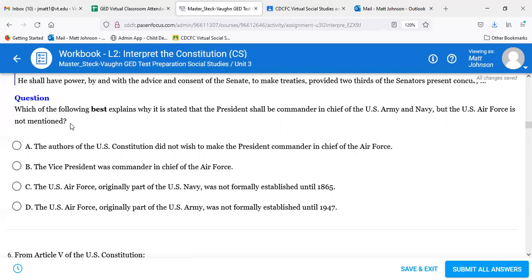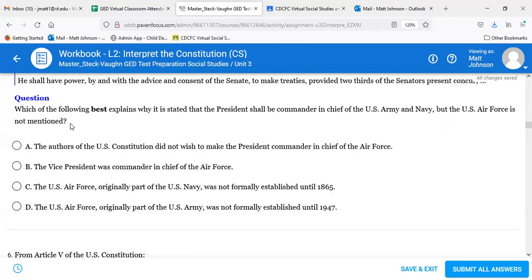C, the U.S. Air Force, originally part of the U.S. Navy, was not formally established until 1865. D, the U.S. Air Force, originally part of the U.S. Army, was not formally established till 1947. Sorry.